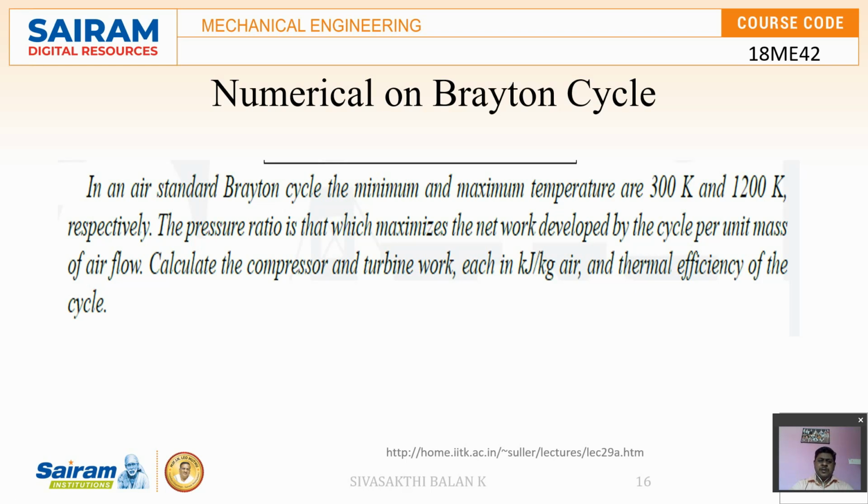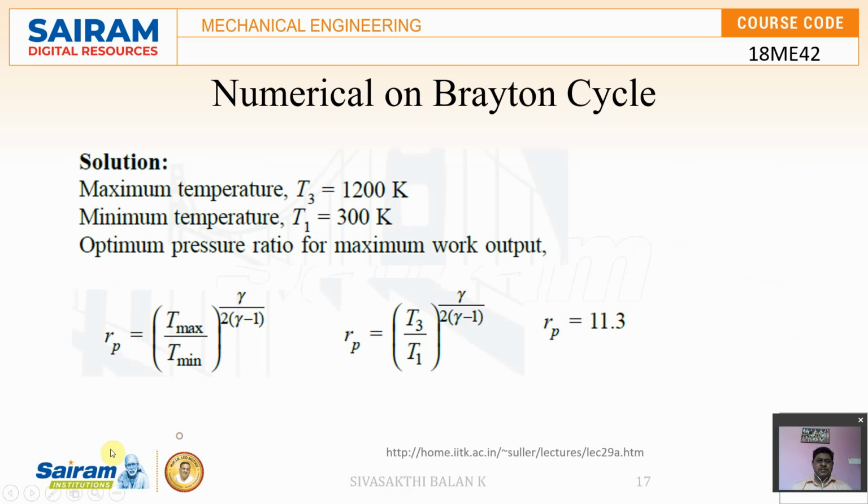Mass flow rate is given as unit. And for the pressure ratio, they said that it is the maximum, optimum pressure ratio, but they have not given any pressure ratio value. So we need to calculate the pressure ratio from the optimum pressure ratio. They also ask us to calculate the compressor and turbine work, each in kilojoules per kilogram of air, and the thermal efficiency of the cycle. These are the things we need to find in this problem.